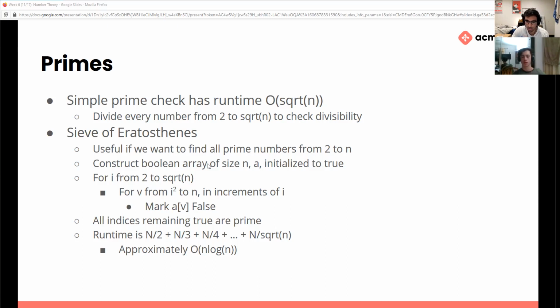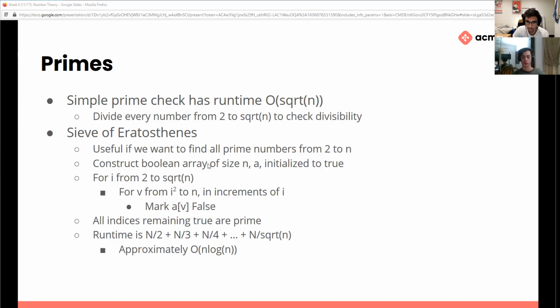If you have a number like 39, 3 will mark it false. So the smallest divisor of any number has to be less than the square root of that number. Therefore, it's safe to start at i squared and mark those increments from i squared and beyond as false instead of starting at i.